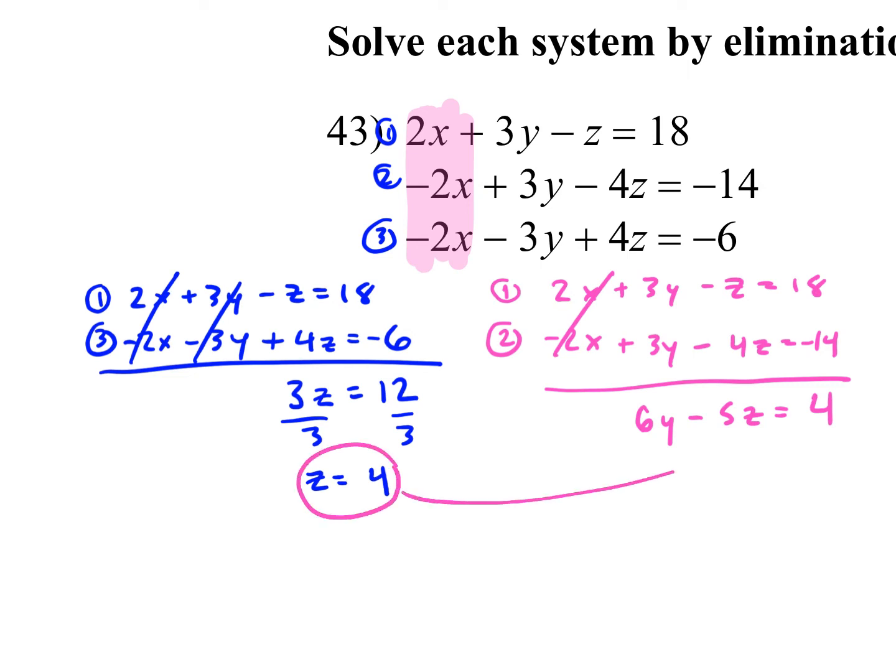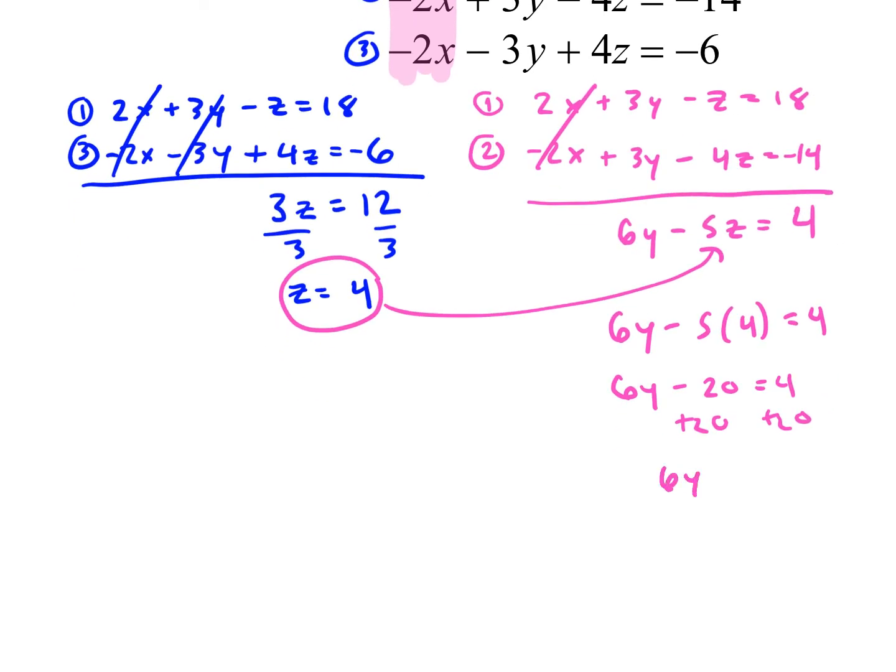Plug 4 into z. So I have 6y minus 5 times 4 is equal to 4. So 6y minus 20 equals 4. Add 20 to both sides. 6y is equal to 24. Divide by 6. Y is equal to 4. So I have z and I have y. How do I find x? Plug it into one of the originals. So I'm going to plug it into 3.